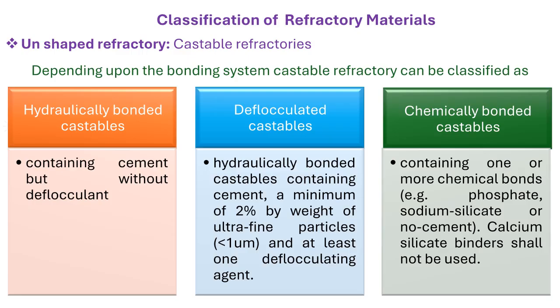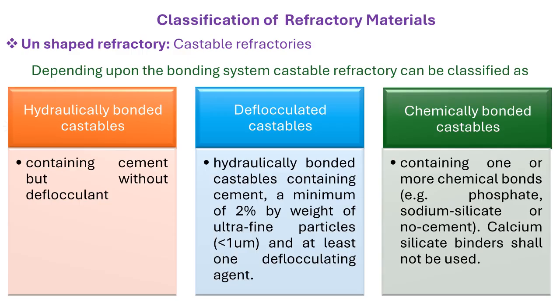The first category is hydraulically bonded castables. These castables contain cement, but do not use deflocculating agents. The strength development happens through a chemical reaction between cement and water, similar to ordinary concrete. While cement provides early strength and easy installation, high cement content can limit high-temperature performance. That's why the cement content in hydraulically bonded castables must be carefully controlled, especially for high-temperature applications.